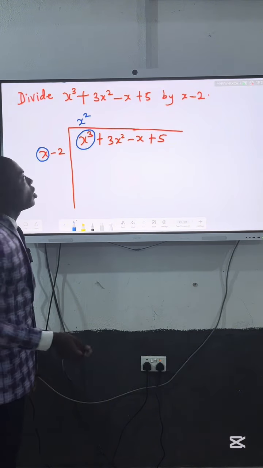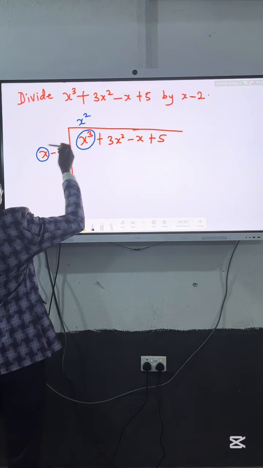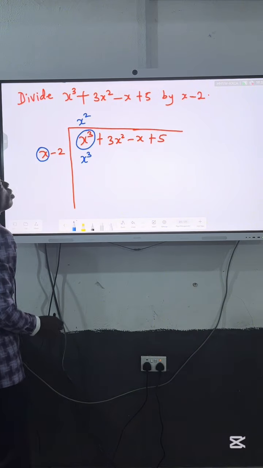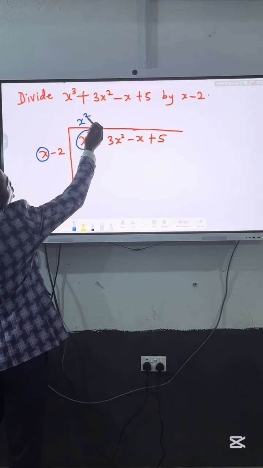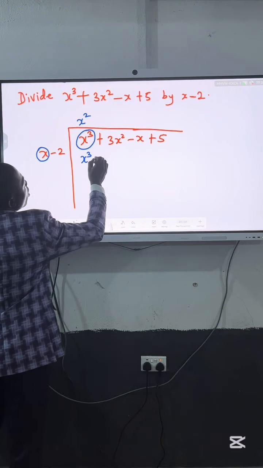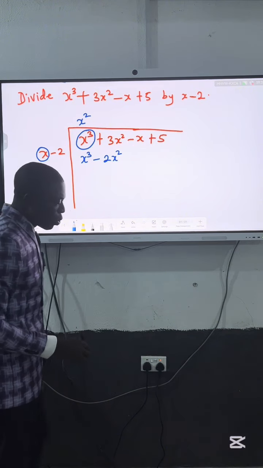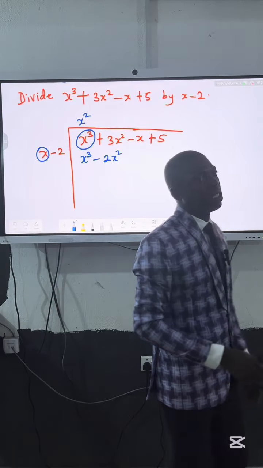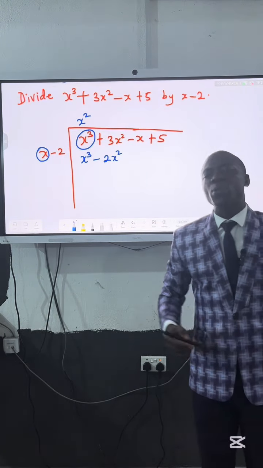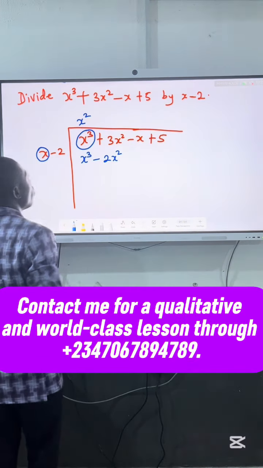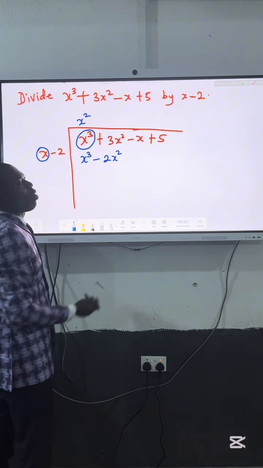After you have written it, multiply this answer with this x, and you are going to get x cubed. Now, this answer you have written up, multiplied by minus 2, you're going to get minus 2x squared. The next thing you are meant to do now is to subtract. Division goes with subtraction. Because we are carrying out polynomial division, we will be subtracting alongside.